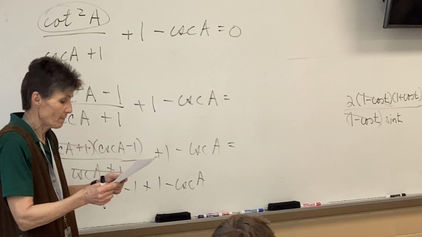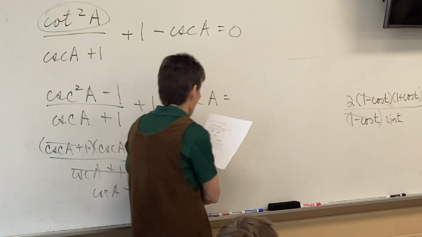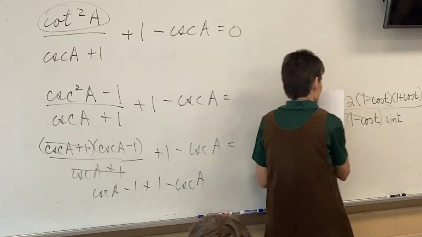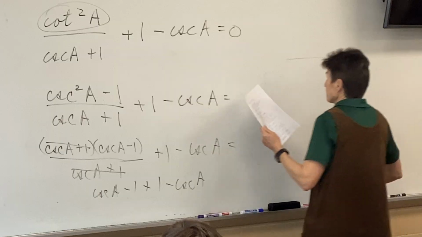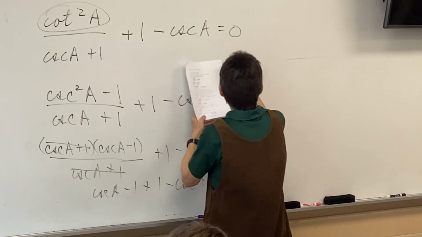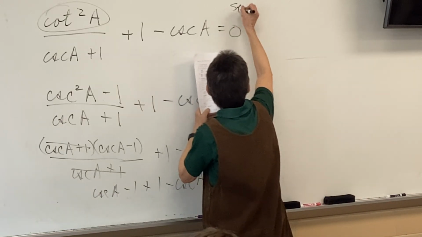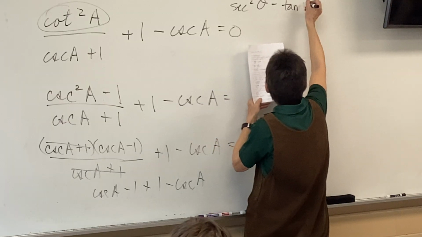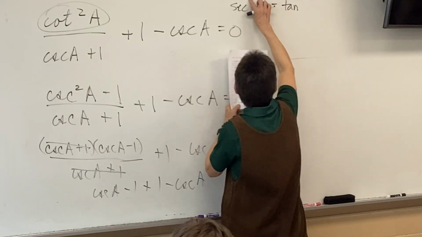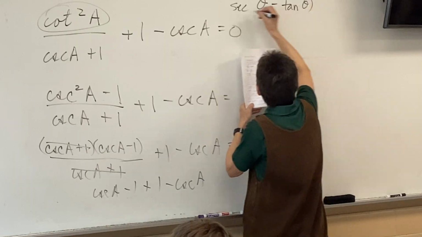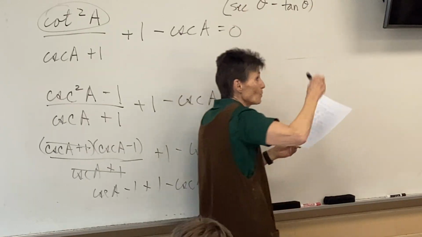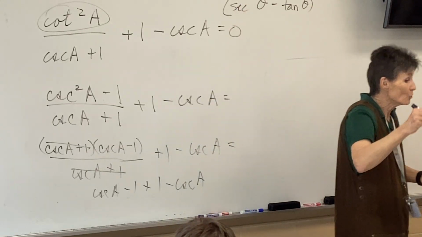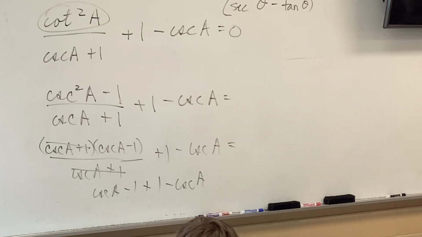All right, pick another one from the page. Any other? 17? All right, so 17. These are thetas. If you don't like thetas, make them X's or something. You can't just write SEC. You have to have an angle attached to it.